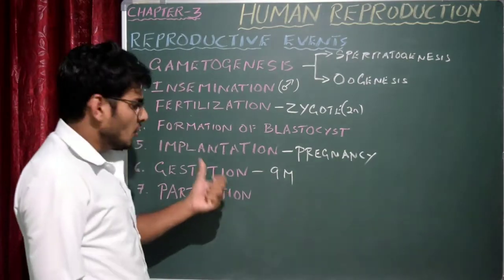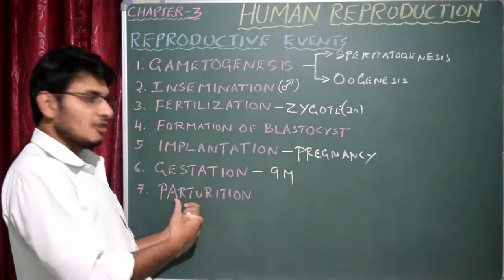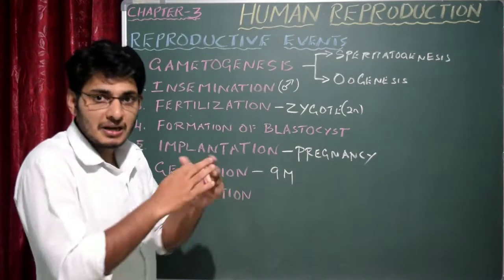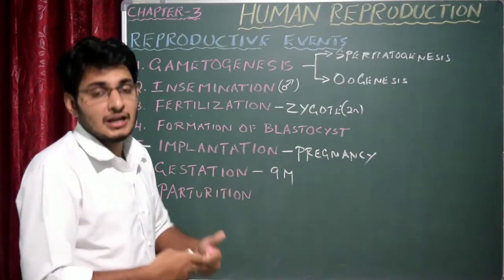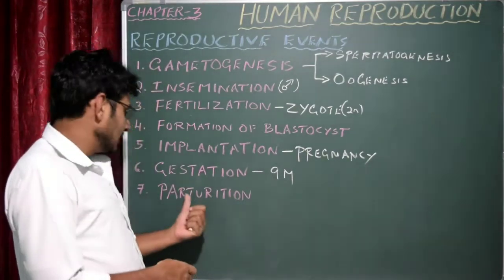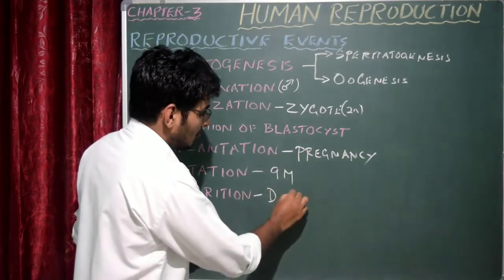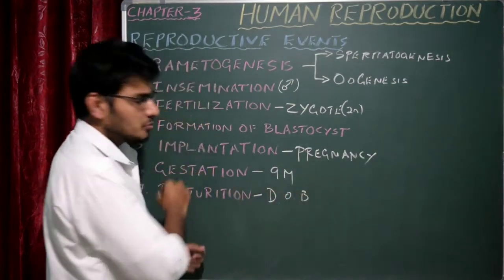Once the gestation period is completed, the female cannot retain the completely developed young one within the uterus. She has to deliver it through the female reproductive system, which is called parturition. That is the delivery of the baby.